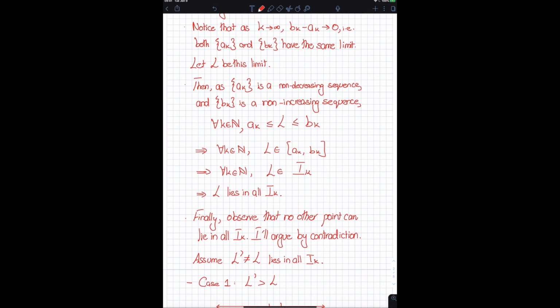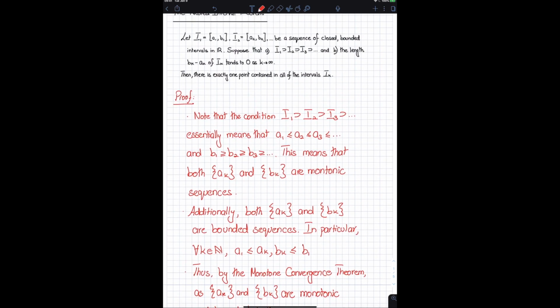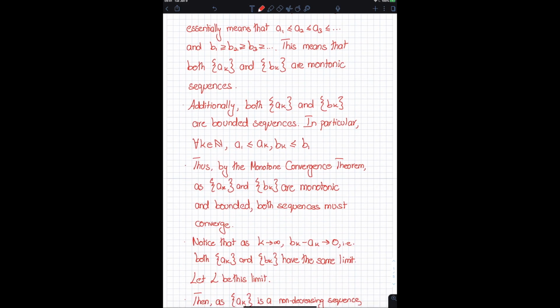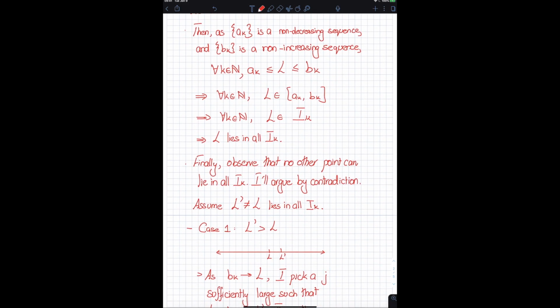This is a mistake that a lot of students make, especially in this proof. They believe that you're done at this point. No, you're not done. The only thing that you've shown so far is that L is a point that lies in all the intervals I sub k, whereas the theorem said that there is only one point that is contained in all the intervals. So you need to show that this is the only point and there are no other points.